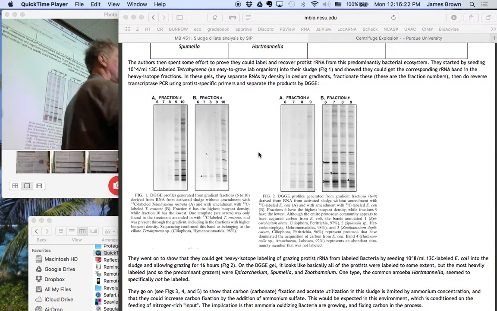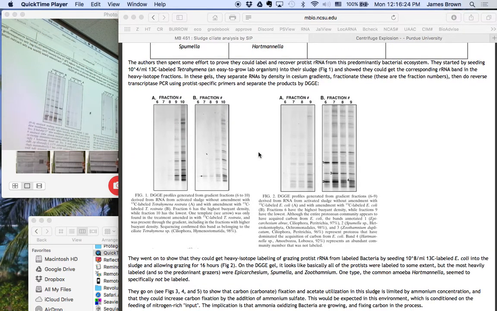So, not only can they pull heavy labeled protists out and detect their presence, but they can add labeled bacteria and determine who's eating them. Now the question becomes, can we put in the initial label, label an organism based on the function we're interested in, and see that up the food chain?